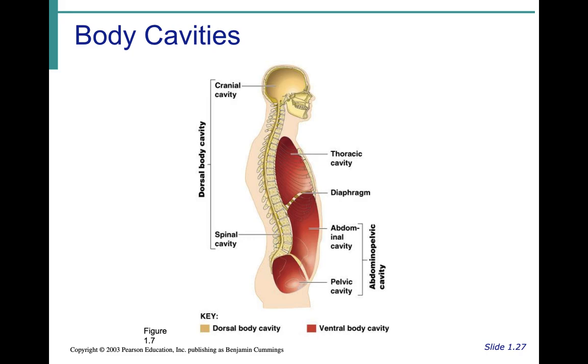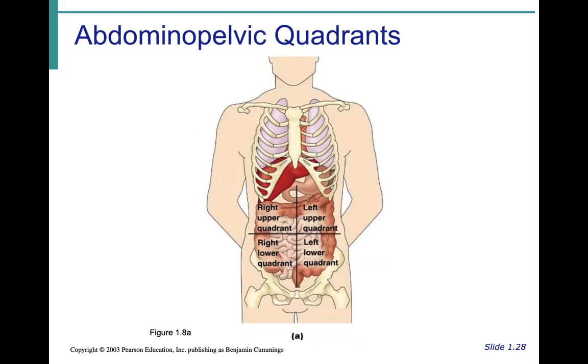So for example, if I asked you which body cavity your lungs were found in, it would be the thoracic cavity. That is a part of the ventral body cavity. If I asked you about spinal cord and brain, that is a part of the dorsal body cavity. The brain is contained in the cranial cavity. The spine is contained in the spinal cavity. So that's how body cavities are used.